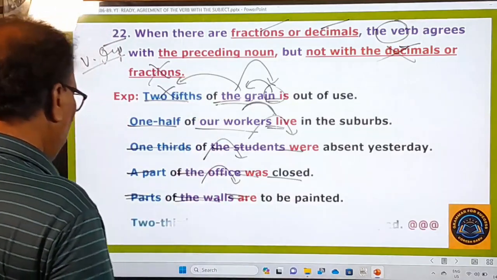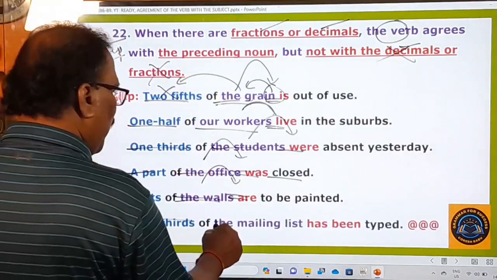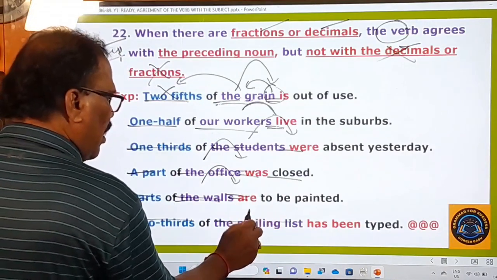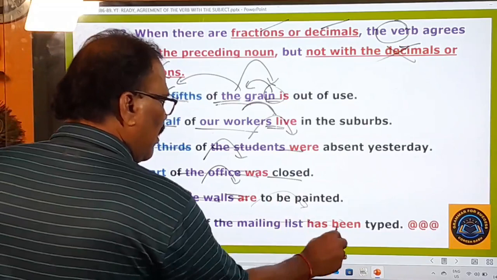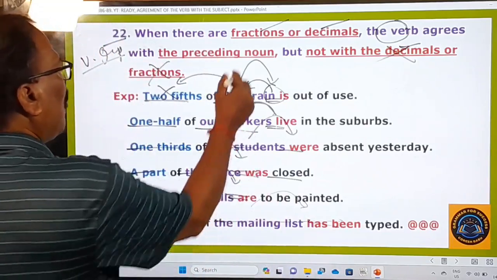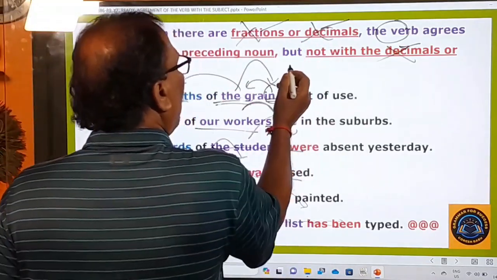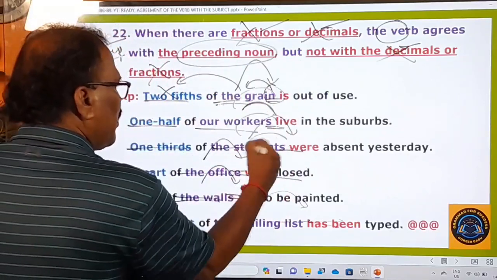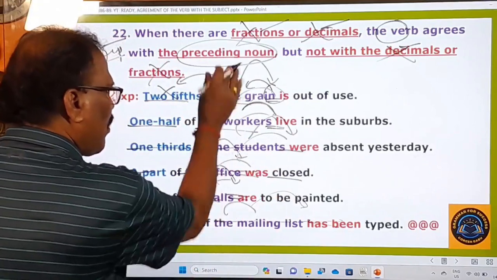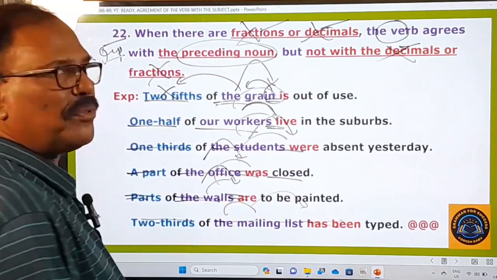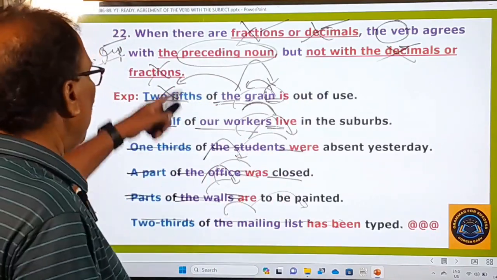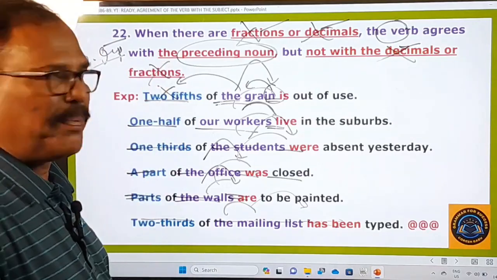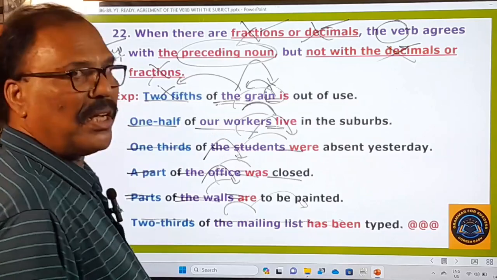One more example for you. 2/3 of the mailing list. Mailing list is a singular subject. So, according to this only, we have to use the verb. Please keep this rule in mind: not according to the fractions or decimals, but according to the preceding noun. According to these preceding nouns only, we have to use the verb, not according to the fractions or decimals used at the beginning of the sentence. Please keep this very important rule in your mind.